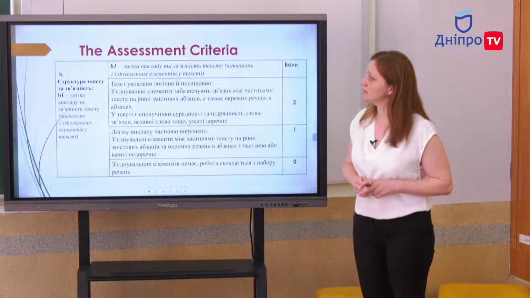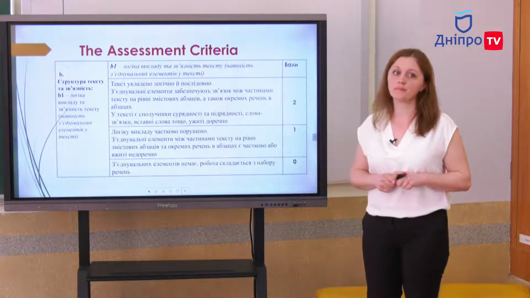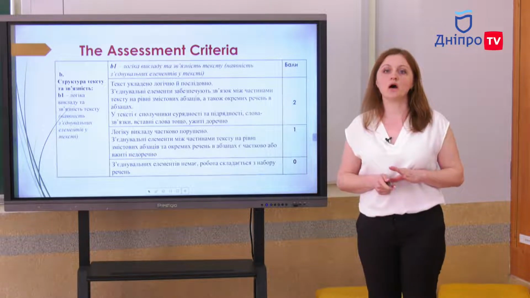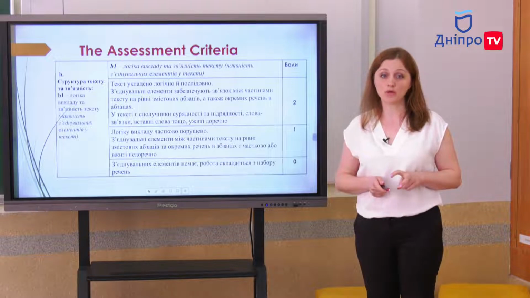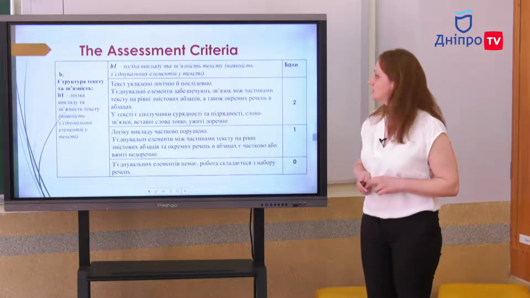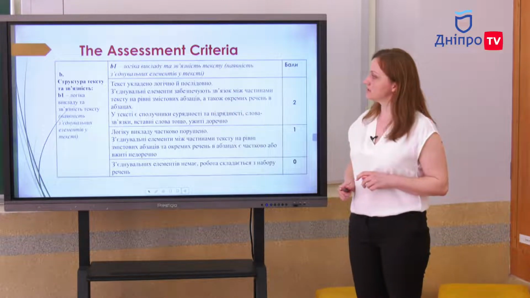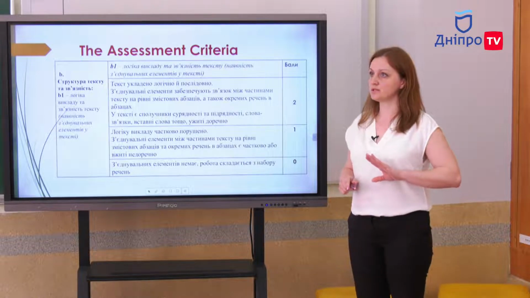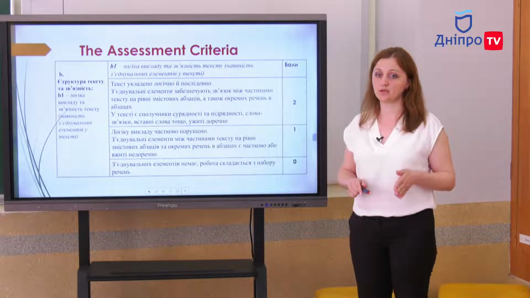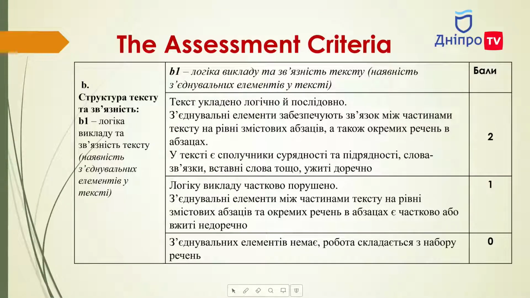The next criterion is B. It consists of 2, B1 and B2. The points for B1 are given for logic and coherence of your letter. You can get 2 points if your letter is logical and consistent, if you have good linking phrases, and it is a good idea to use them at the beginning of the paragraphs and inside the paragraphs. And they should correspond with the style of your letter.